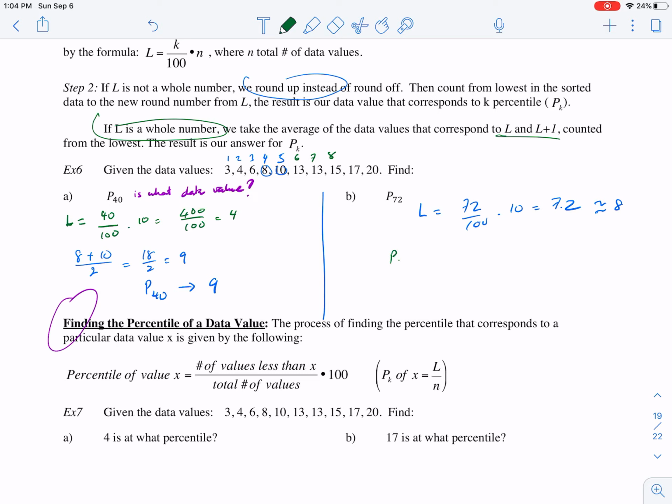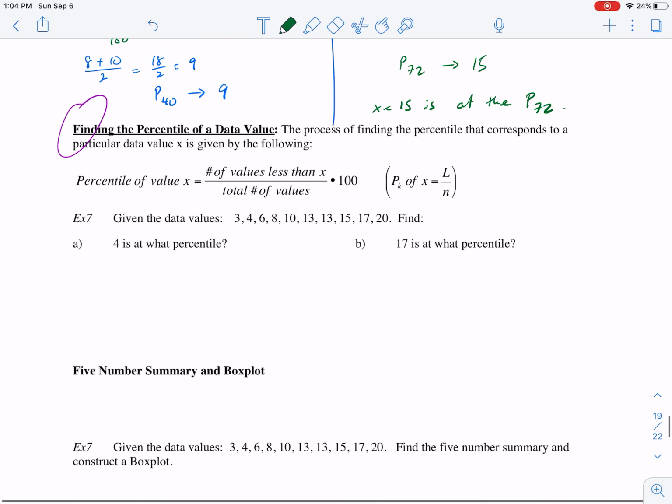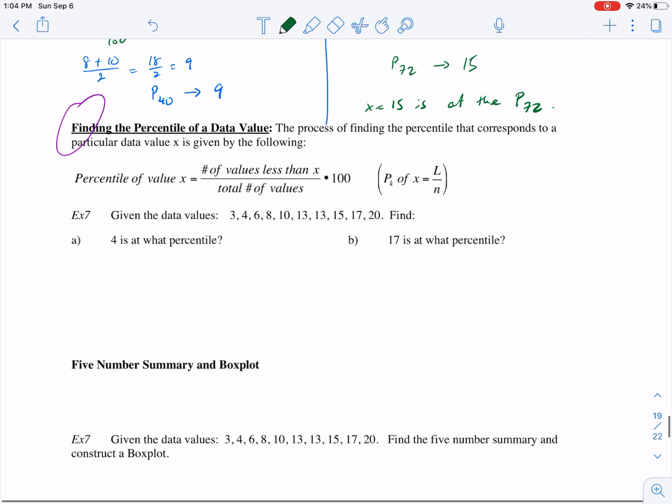So P of 72 is roughly, 15 is the data value. So we say 15 is the 72nd percentile. So X value 15 is at P72. So the 72nd percentile. Now going the other way, finding the percentile of the data value.